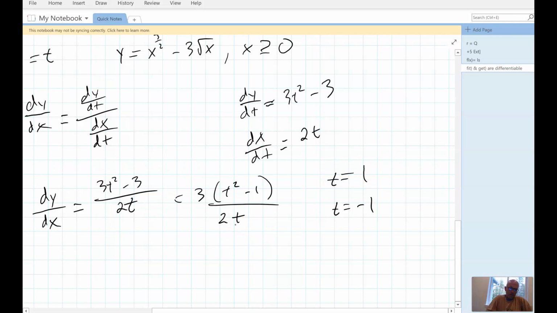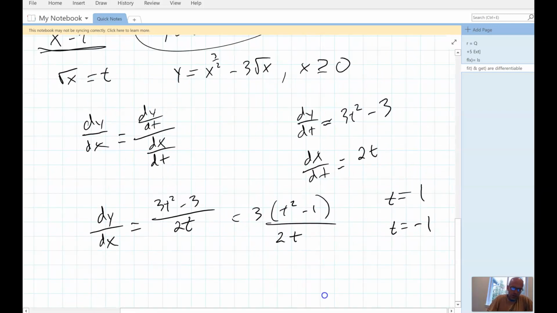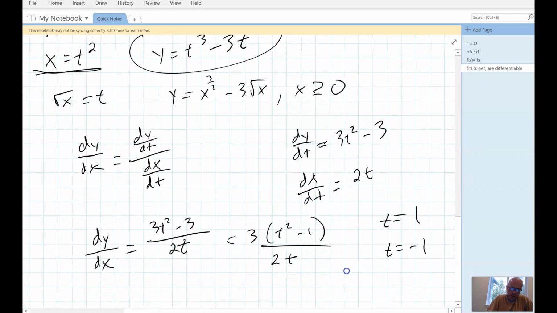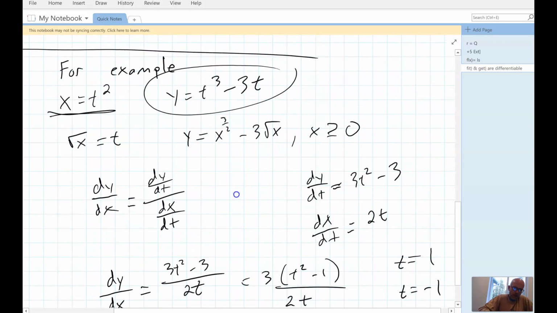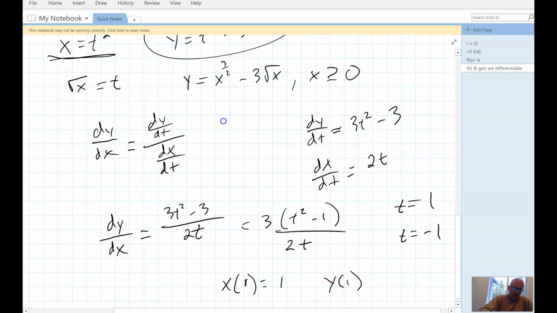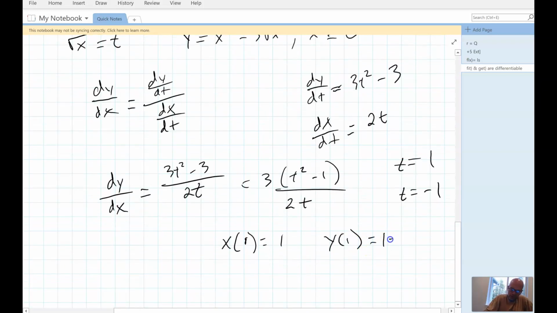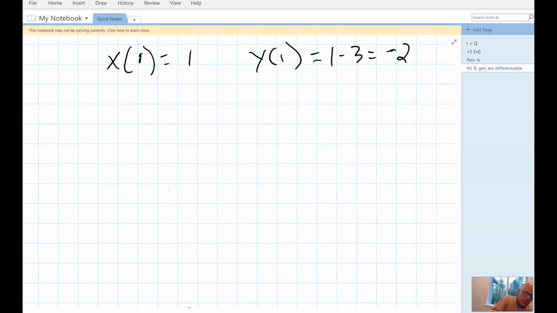So then we can go back up to my original x and y equations. If I plug in 1, x of 1 is equal to 1, and y of 1 is equal to 1 minus 3, which should be negative 2. So that means the point (1, negative 2) is a point of horizontal tangency.